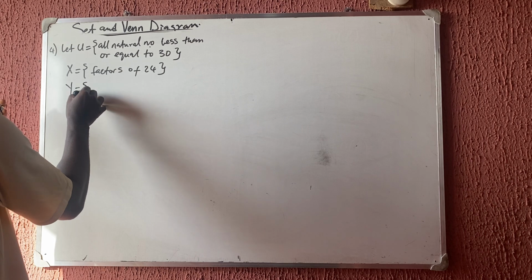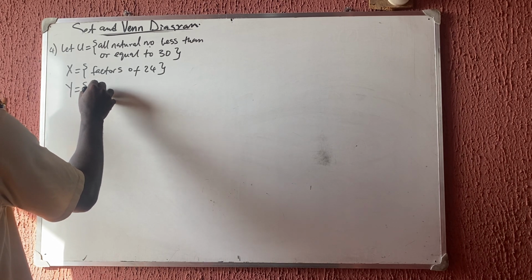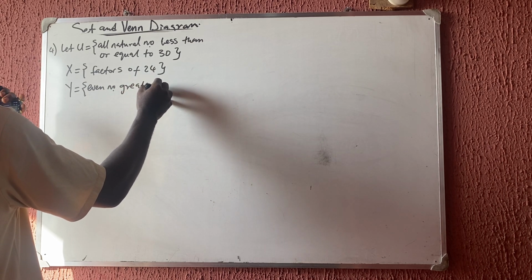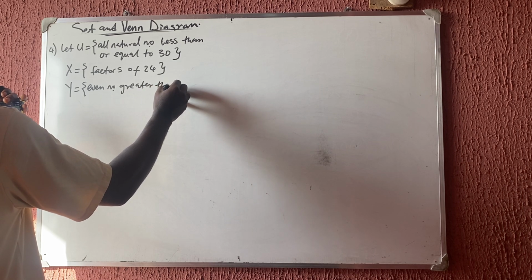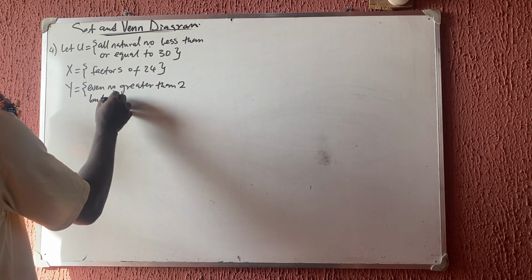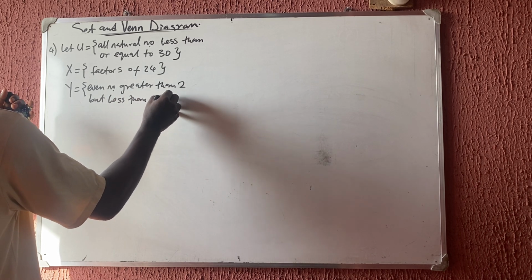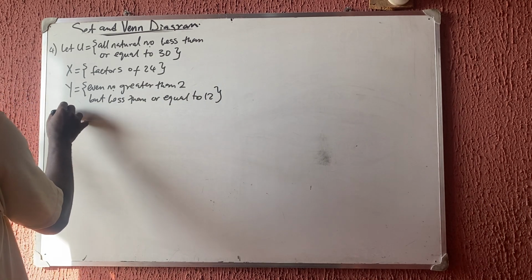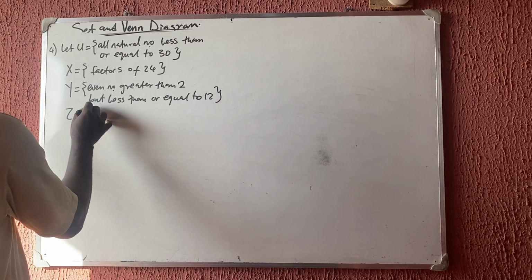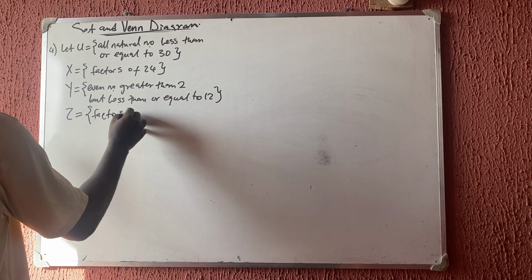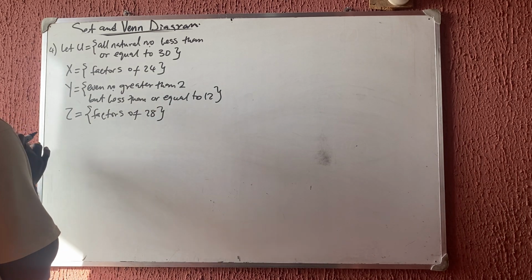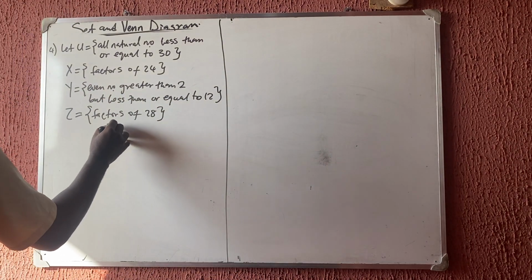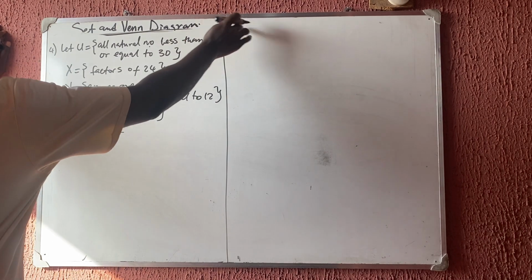Then Y is equal to the set of even numbers greater than 2 but less than or equal to 12. Then Z is equal to the factors of 28. So now let us get all these sets before we start answering the questions. Solution: let me get all these, then I will be writing the question here and solving it.